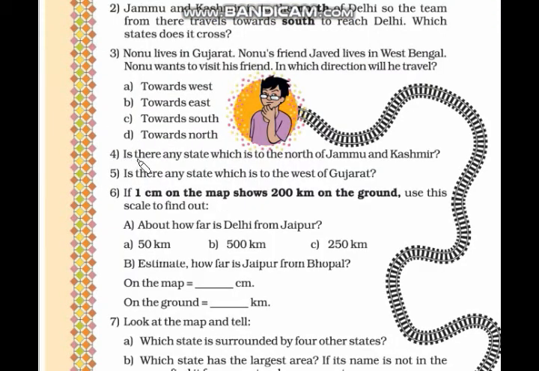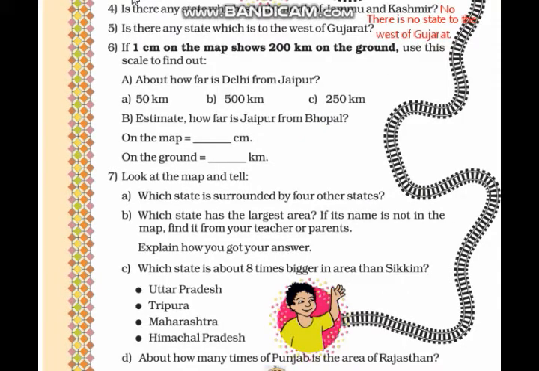Now question number 4. Is there any state which is to the north of Jammu and Kashmir? No, there is no state which is to the north of Jammu and Kashmir. Is there any state which is to the west of Gujarat? So in answer number 4 we can write there is no state which is to the north of Jammu and Kashmir. And in answer number 5 we can write there is no state to the west of Gujarat.